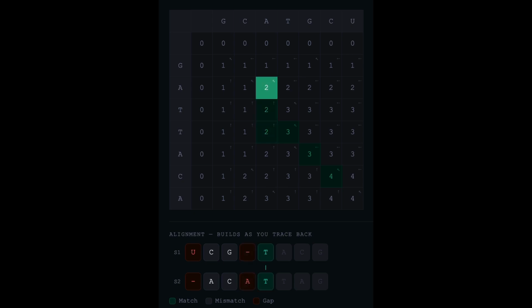Follow the highlighted path and you get the final alignment. Two sequences perfectly placed side by side. That's Needleman-Wunsch, a 54-year-old algorithm built on a grid that still powers modern bioinformatics today.